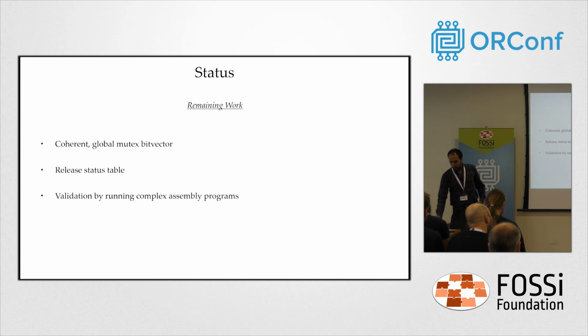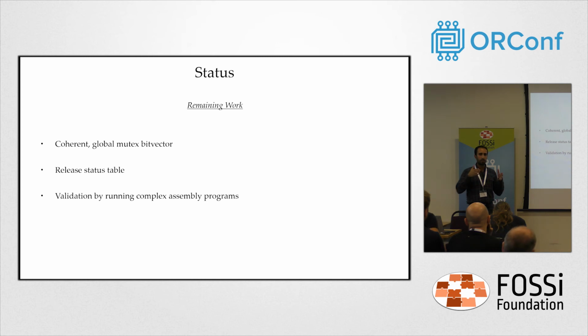The remaining work is keeping the global mutex bit vector coherent, because if it's interleaved, things get a bit more complicated than having one global bit vector. The release status table is not implemented yet, because even in my simple test, I've seen cases where a deadlock happens between two requests from two different processors. Even though it seems like a simple component, it makes sure there are no deadlocks in the system. Then we need to run validations with complex assembly programs. So far, I have used simple programs to test the changes I have made.